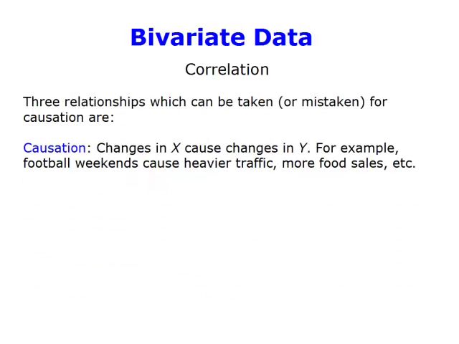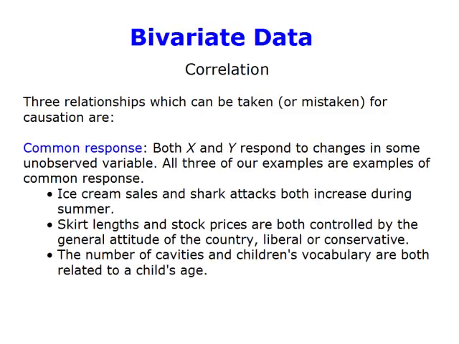Three relationships which can be taken or mistaken for causation are: causation, where changes in x cause changes in y. For example, football weekends cause heavier traffic, more food sales, etc. A common response: both x and y respond to changes in some unobserved variable. All three of our examples are examples of common response.